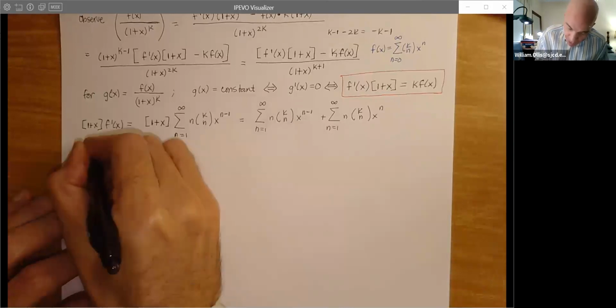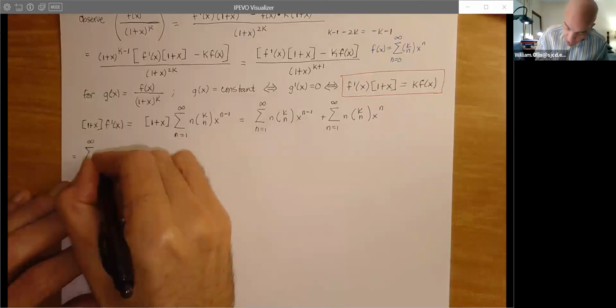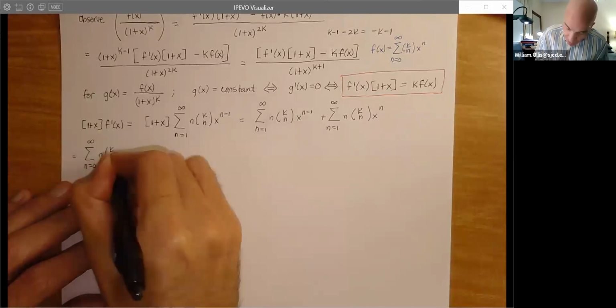So this is what you'll do with the power series solutions in differential equations. So it's the reason I teach this.